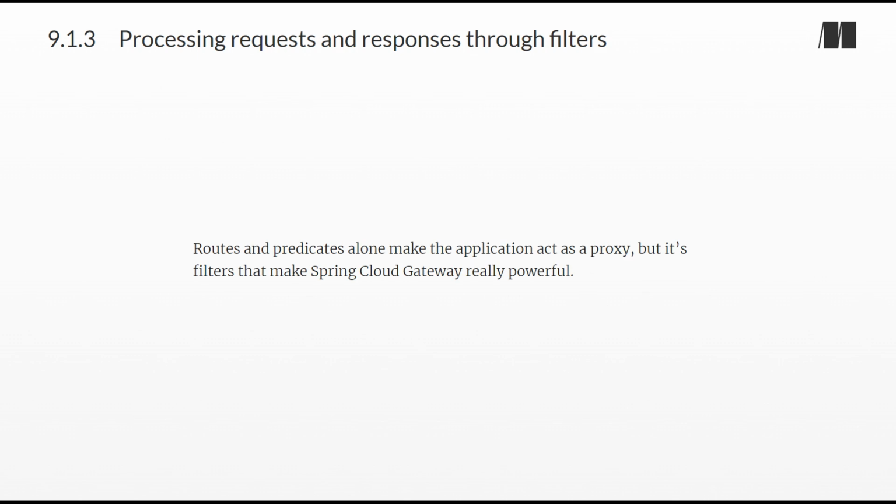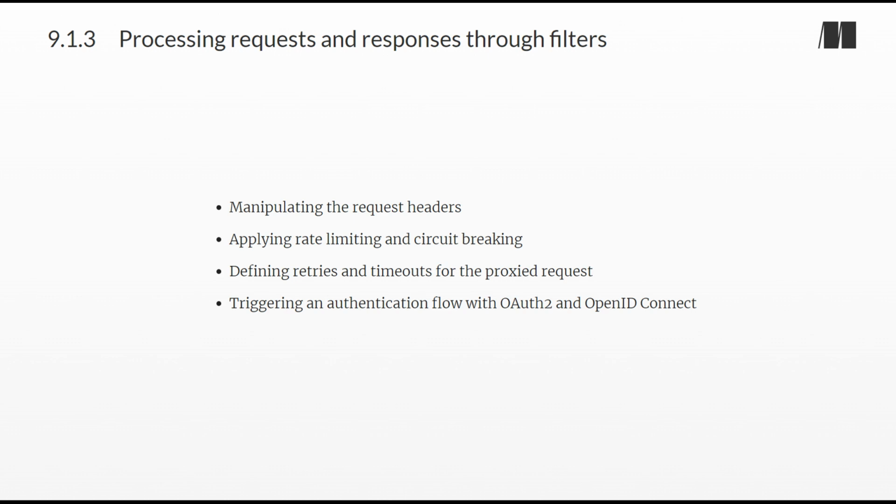Routes and predicates alone make the application act as a proxy, but it's filters that make Spring Cloud Gateway really powerful. Filters can run before forwarding incoming requests to a downstream application, pre-filters. They can be used for manipulating the request headers, applying rate limiting and circuit breaking, defining retries and timeouts for the proxied request, triggering an authentication flow with OAuth 2 and OpenID Connect.